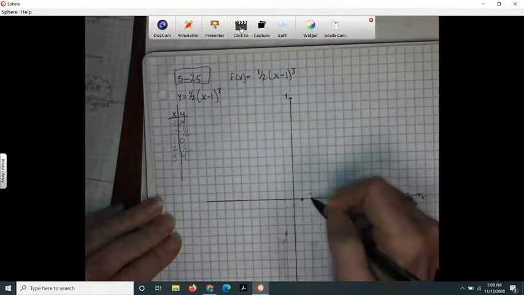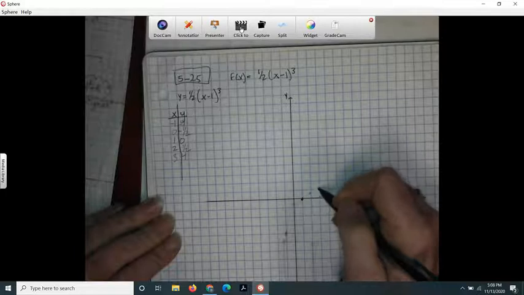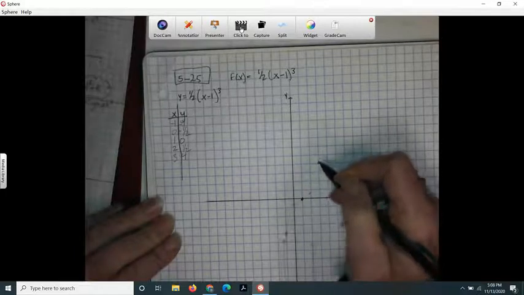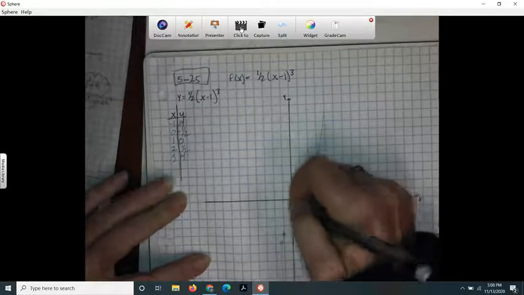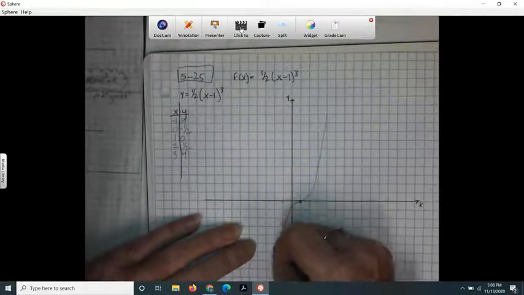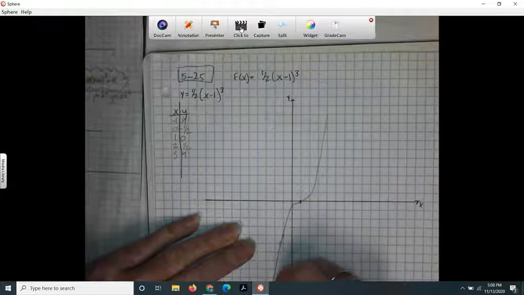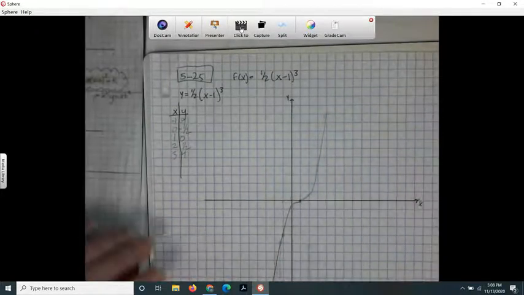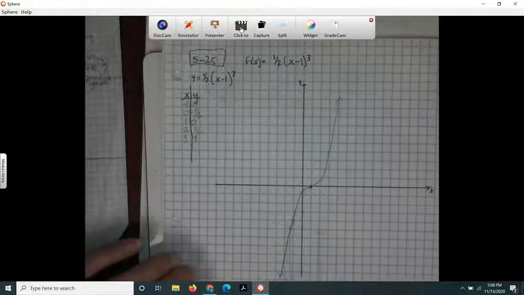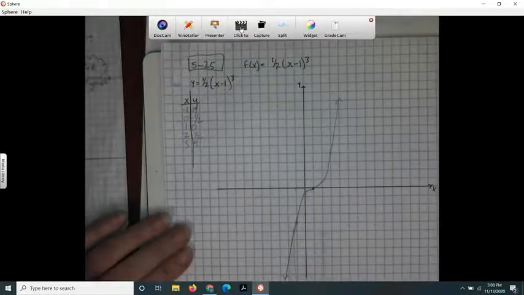So let's see. So now I kind of have an idea how this thing goes. And I'm not very surprised that it would do something like this. I know it's not a beautiful sketch, but I graphed it by hand, so it's all right.